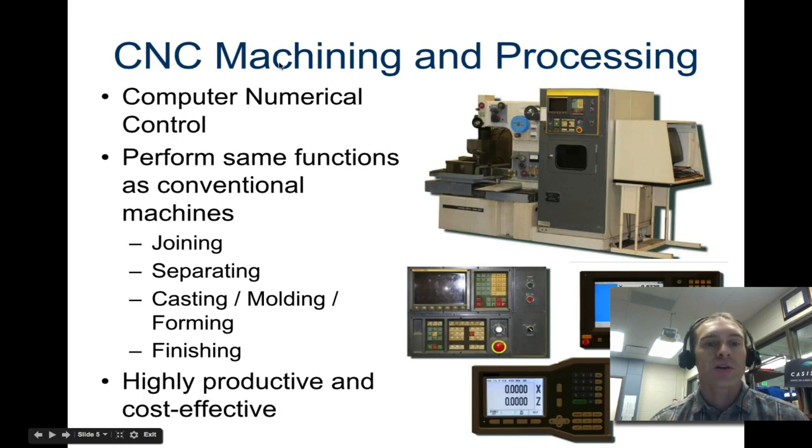So computer numerical control machining and processing, they use computer numerical control, so it's just a system of numbers and letters that cause it to perform functions. And they can perform things like joining parts together, that would be an additive process, like the rapid prototyper, or separating, which is the milling machine, casting and molding, or forming things, finishing products. They are very productive and cost effective, just because they're so accurate and so quick.